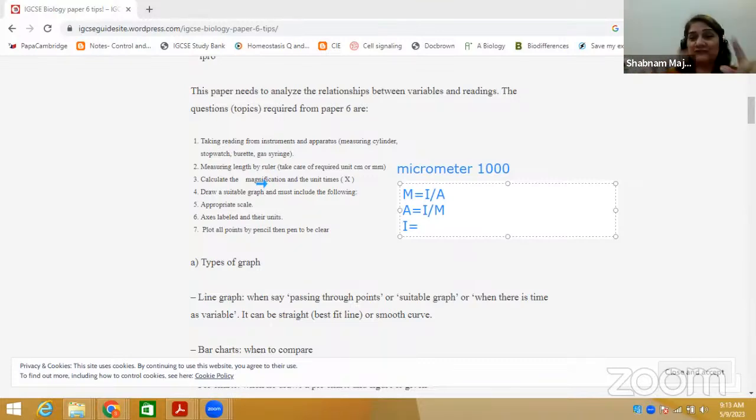You have to shuffle this triangle: whatever you need to find out, you can put a finger on it. You must have done this triangular formula or expression. So this is the important thing for magnification. And magnification and drawings are very important.